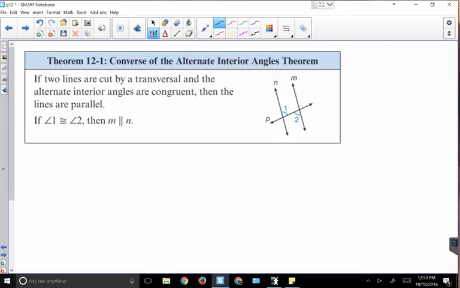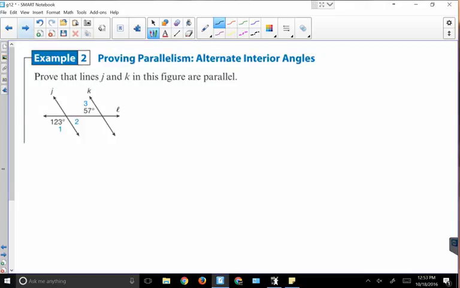Okay, here we go. Now, I'm presented with this information. I need to prove that J and K are parallel. Now, the first one we took a look at was the converse of the corresponding angles. Do I have corresponding angles here? No, I don't. So can I use that to say this is the case? The answer is no, I can't use that piece of information.